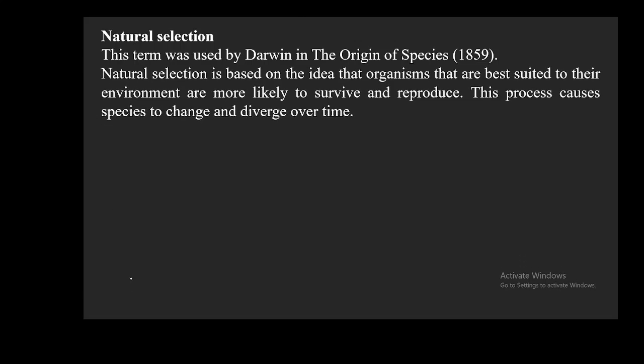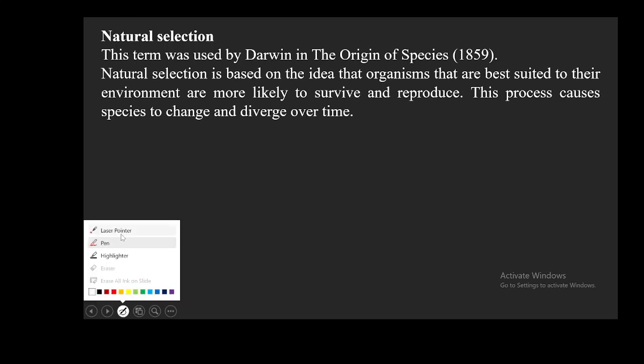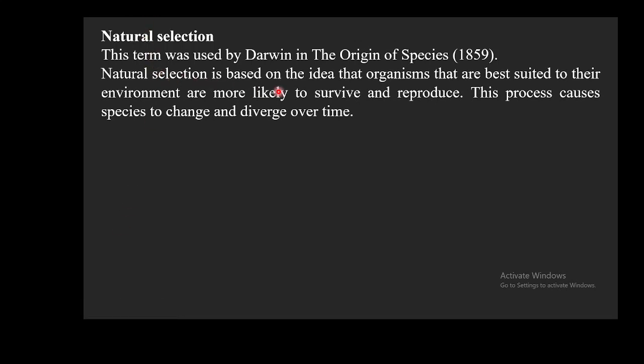Now let's see the definition of natural selection. As you can see, natural selection is based on the idea that organisms that are more fit, or best suited to their environment, are more likely to survive and reproduce, and this process causes species to change and diverge over time.